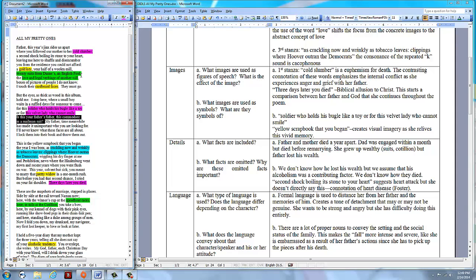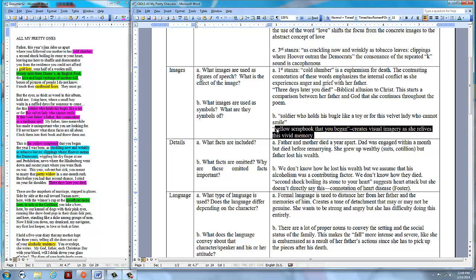The yellow scrapbook that you began, that visual imagery and also the symbol of the memories. And again, this is her attempting to discover who was this man she called her father.